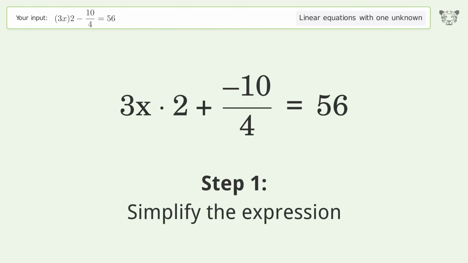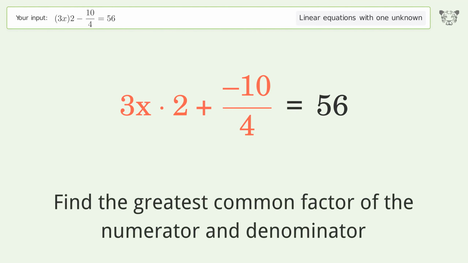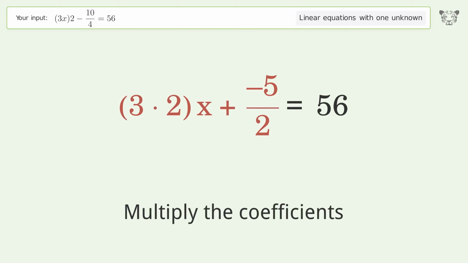Simplify the expression. Find the greatest common factor of the numerator and denominator. Factor out and cancel the greatest common factor. Group like terms. Multiply the coefficients.